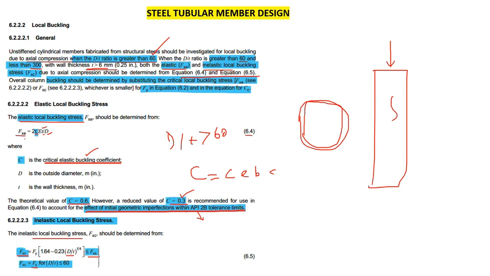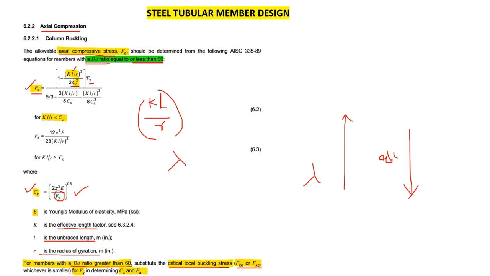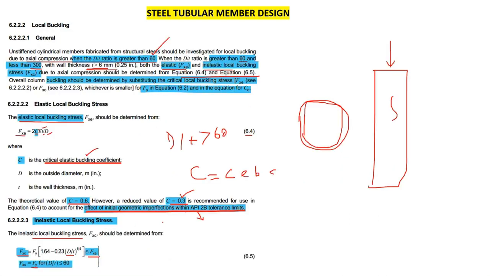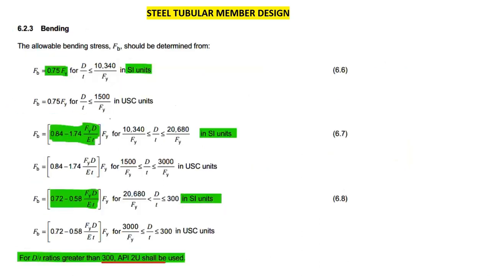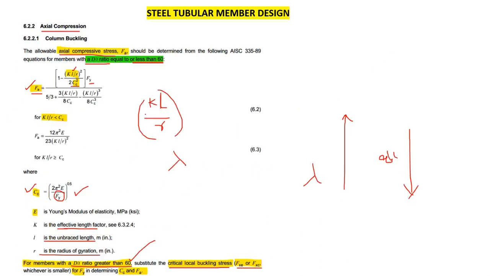Like elastic local buckling or inelastic local buckling, there is no need to calculate, and no need to replace Fy with Fxe. That we won't do as long as we keep D/t less than 60, because D/t less than 60 means we can avoid all these local buckling issues. And then we will see bending also.